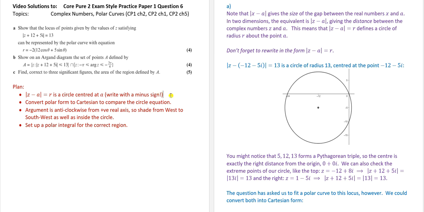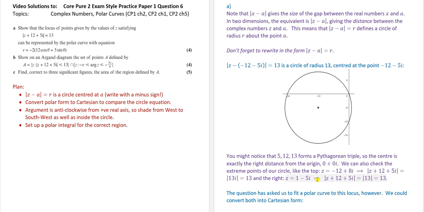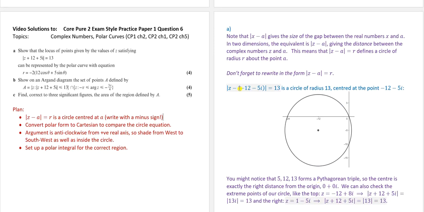And I've made a note to myself here, write with a minus sign, because that's one of the most common mistakes people make. If we have z plus something, it's tempting to think that the center of the circle might be at somewhere like 12 plus 5i. But if you consciously rewrite it, as I've done down here, into z take away minus 12 minus 5i, then we can start to see more clearly that what we're looking at is the size of the gap between the point minus 12 minus 5i and the moving point z, which must always be a distance of 13 from that point. That's what gives it a locus of a circle.